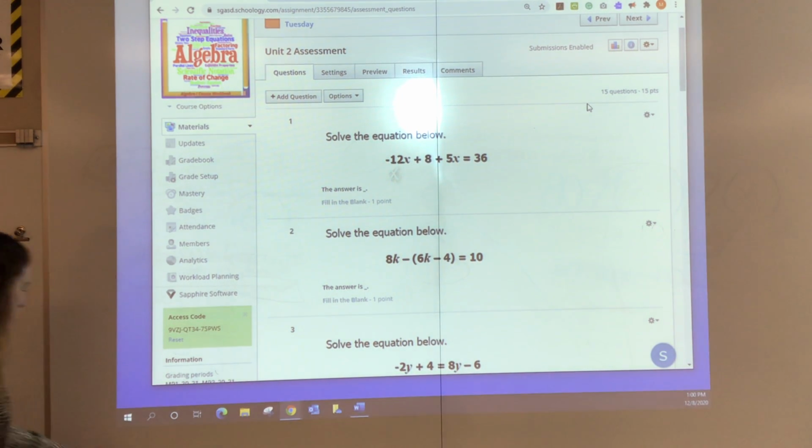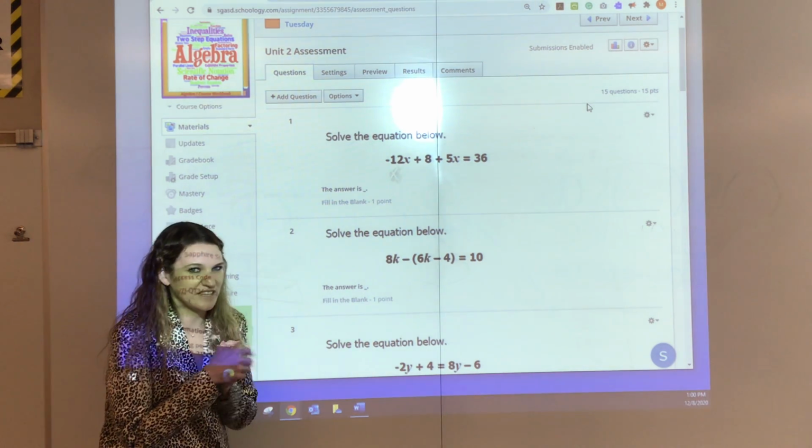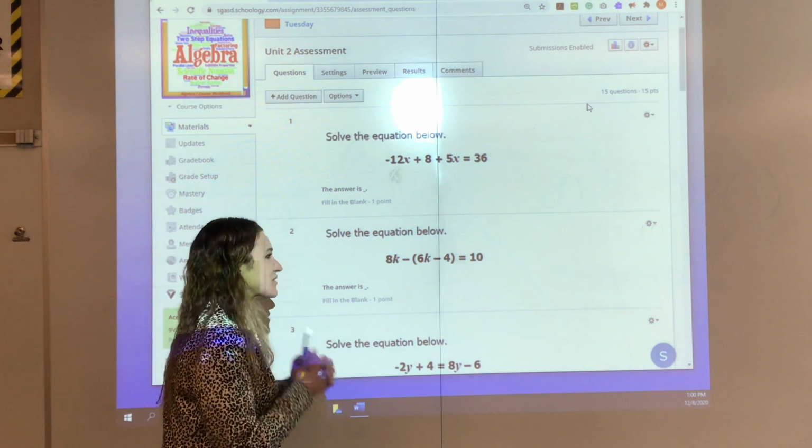Today we're going to go through the Unit 2 test, or Unit 2 assessment, and we're going to do test corrections for any of you that struggled with this.